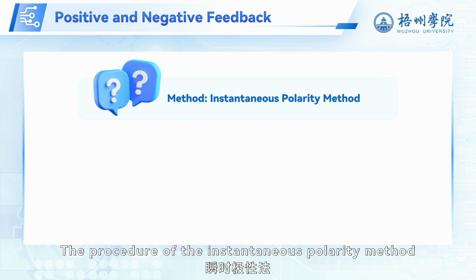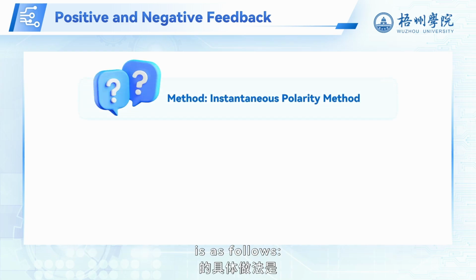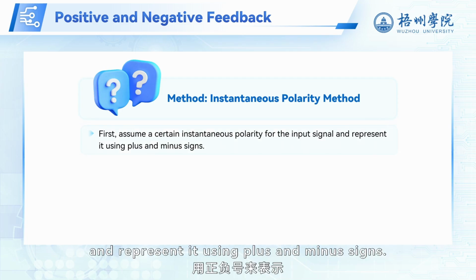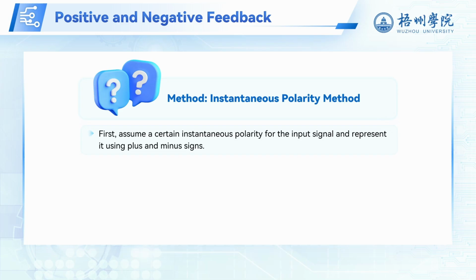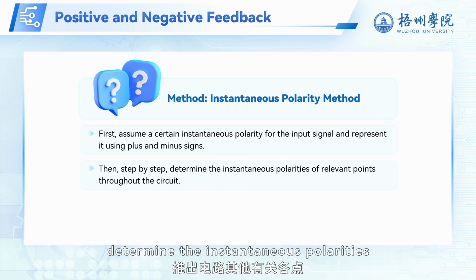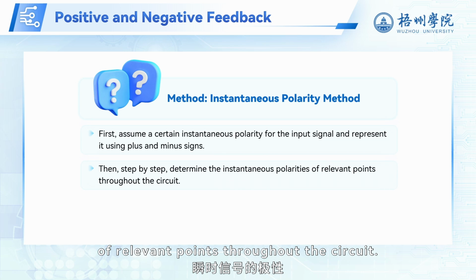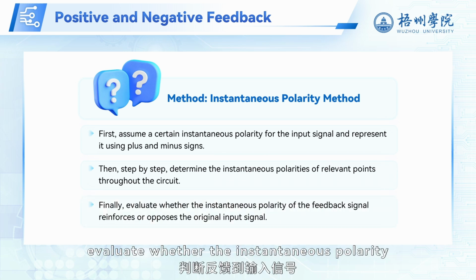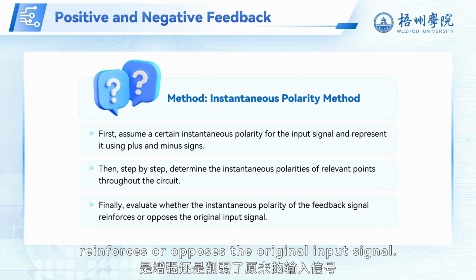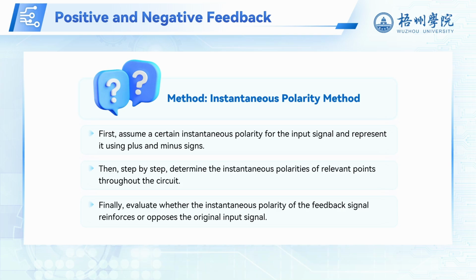The procedure of the instantaneous polarity method is as follows. First, assume a certain instantaneous polarity for the input signal and represent it using plus and minus signs. Then, step by step, determine the instantaneous polarities of relevant points throughout the circuit. Finally, evaluate whether the instantaneous polarity of the feedback signal reinforces or opposes the original input signal. If it opposes the input, the feedback is negative. If it reinforces the input, the feedback is positive.